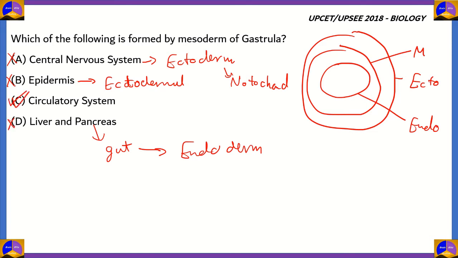The correct answer is option C, circulatory system. The circulatory system is mesodermal in origin, and most of the connective tissues like bones, muscles, and tendons are formed from the mesoderm as well.